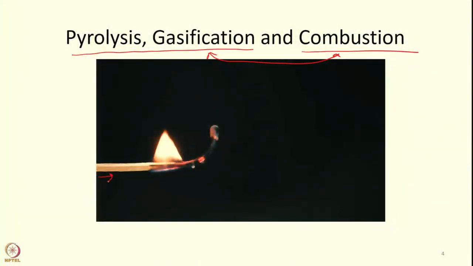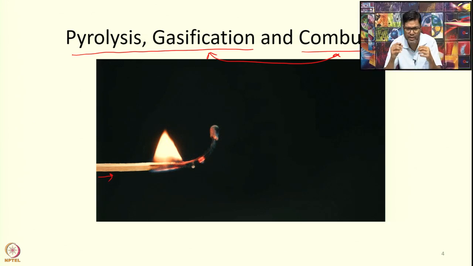So I would like to explain it with an example of this burning matchstick. This burning matchstick, all of us have seen, have used, have burned it, and whatever you are seeing here is very much familiar to every one of us. When we look into this, this yellow luminous flame is something which we identify as a combustion process, as an oxidation process.